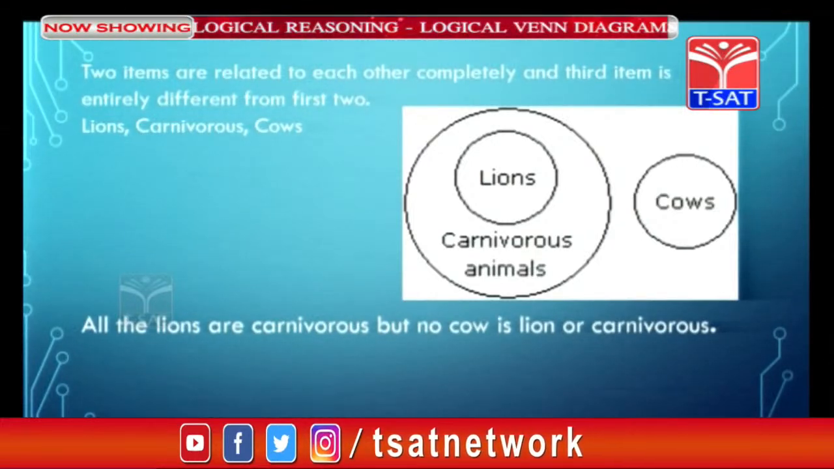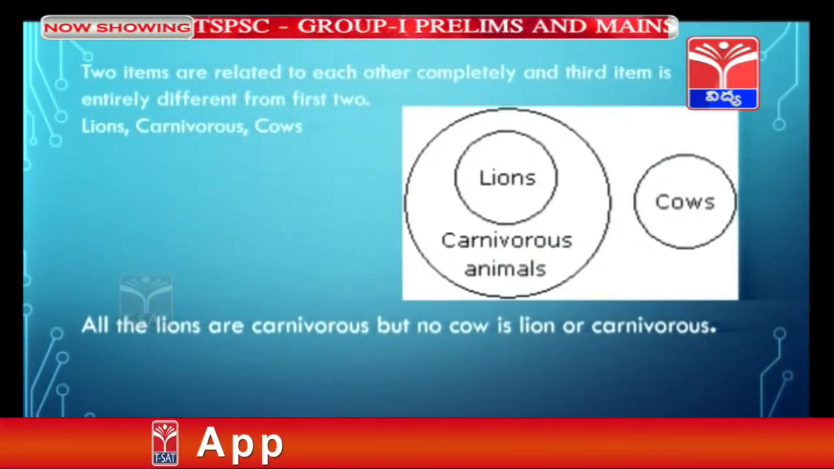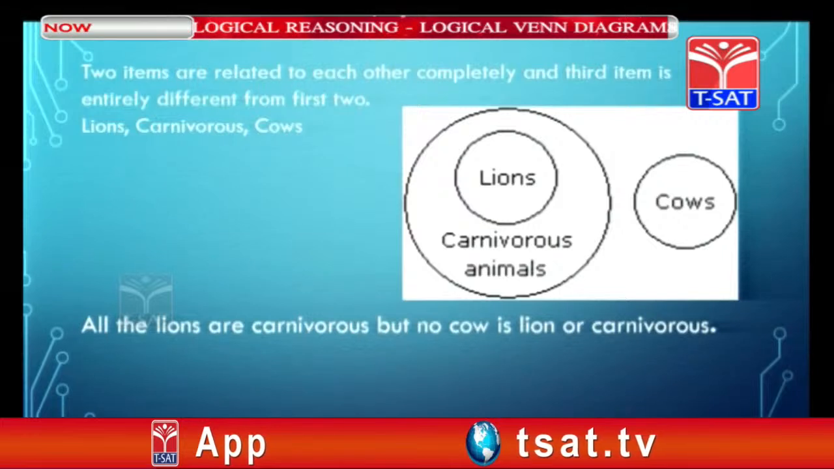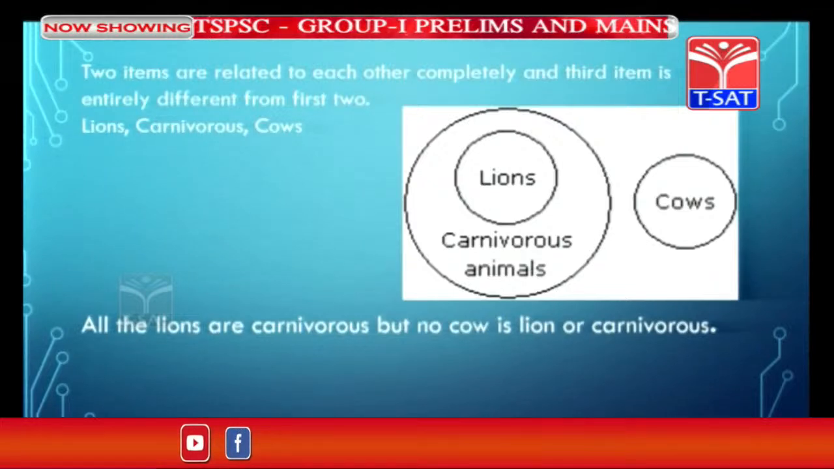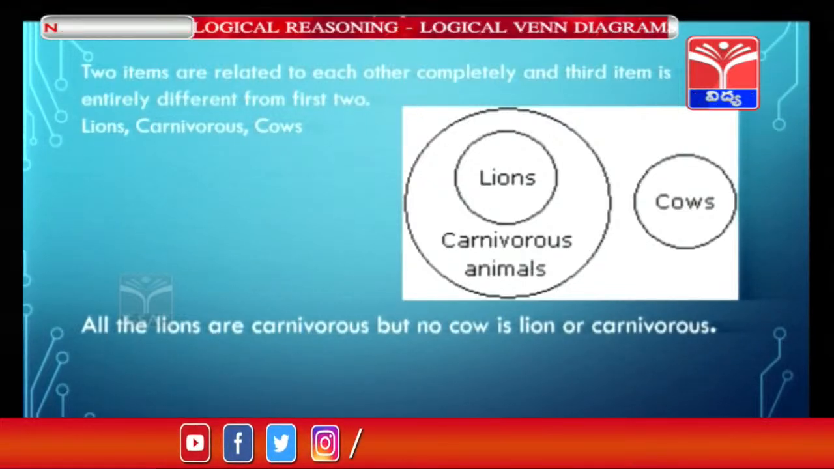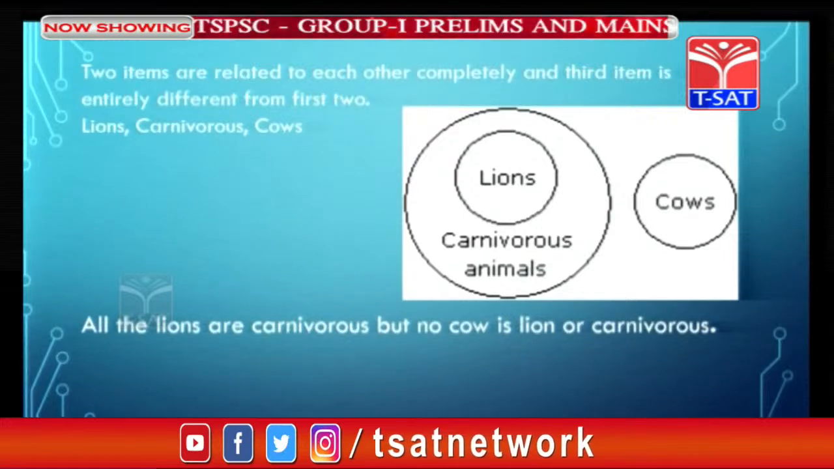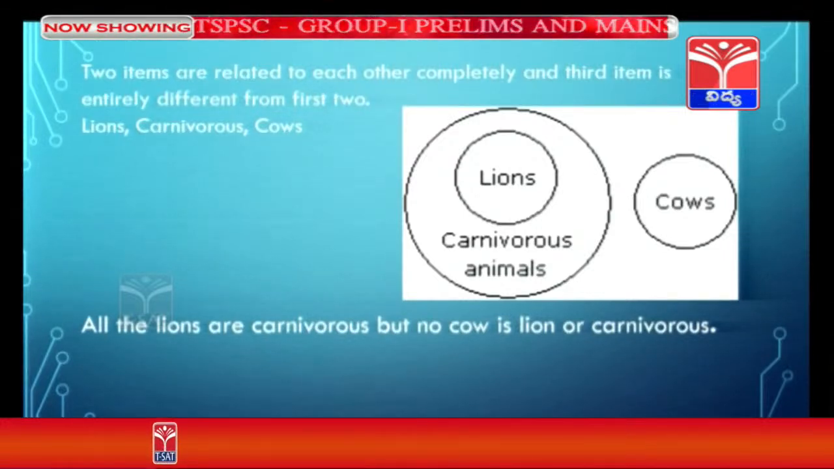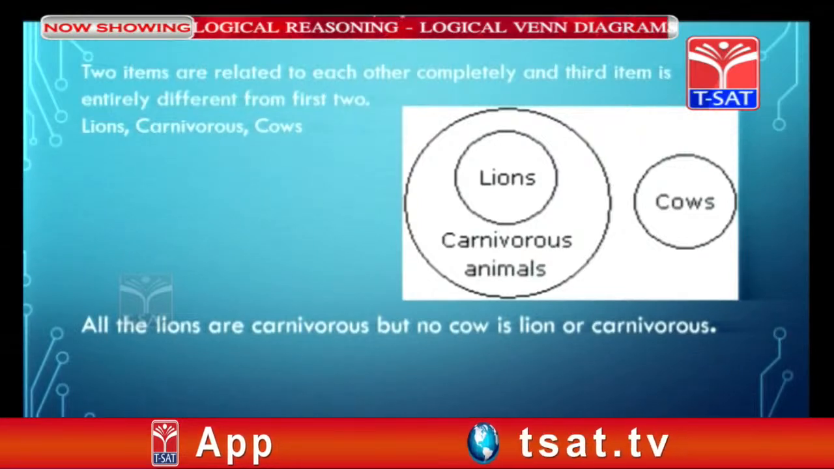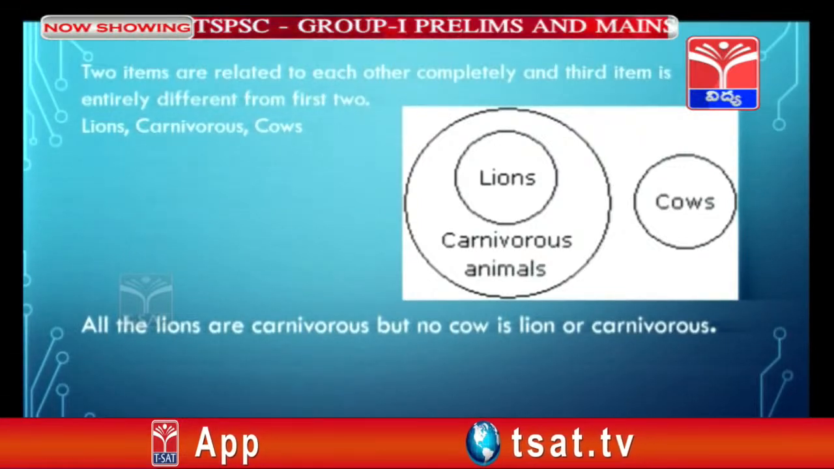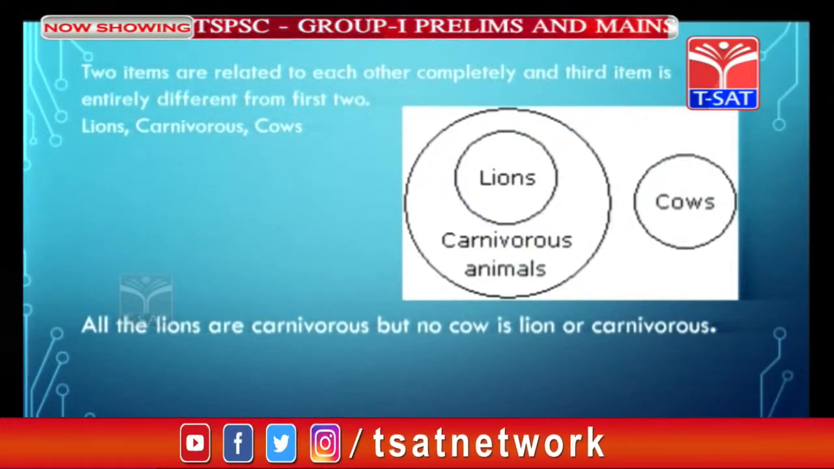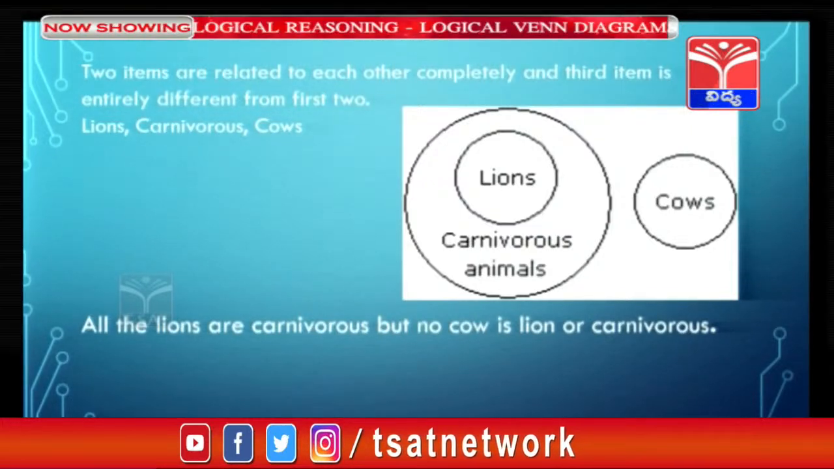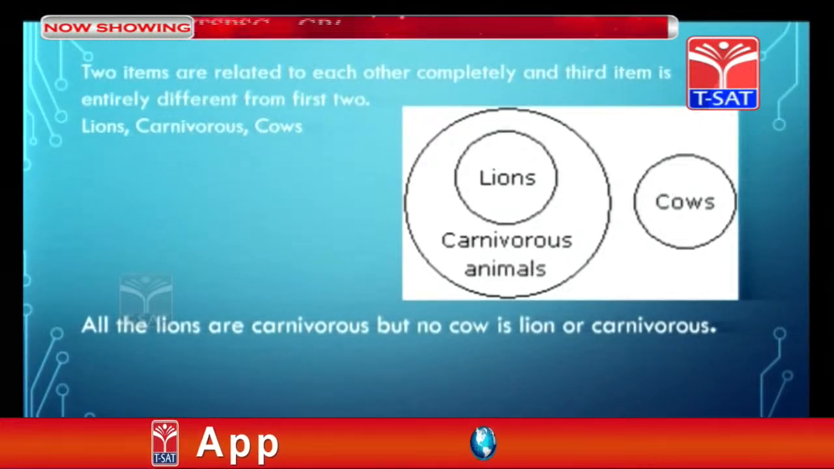Now, come to the next. Two items are related to each other completely and the third item is entirely different from the first two. Then how are you going to draw the Venn diagram here? The things here are animals, that is lions, cows, carnivorous animals. As you know, all lions are carnivorous animals. They are flesh eaters. So, simply carnivorous animals here.